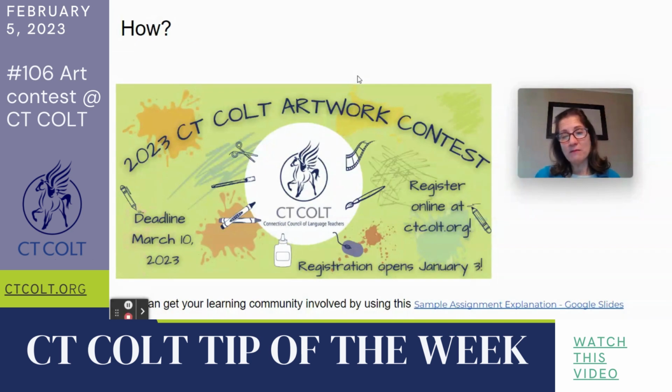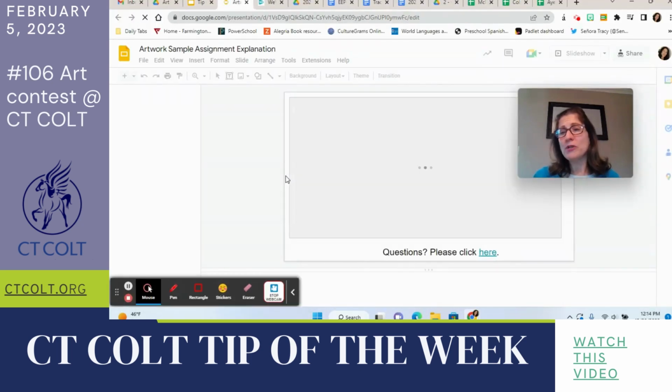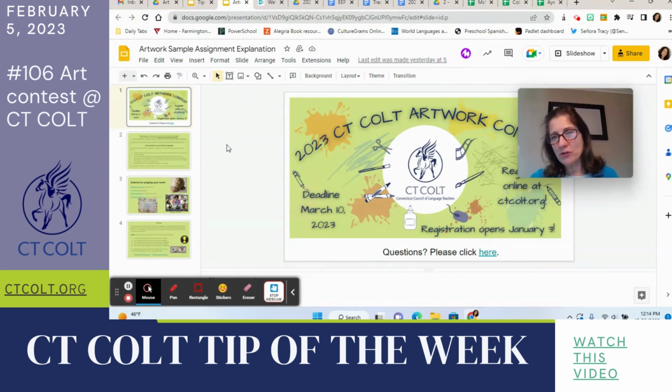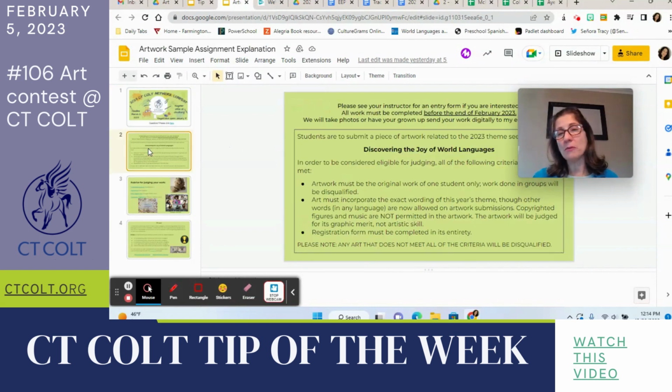How? How can I get involved? You and your learning community can get involved easily by using this sample assignment explanation. It is 4 slides, which you can put into your Google Classroom or whatever digital platform you might be using with your students at all levels. It explains the contest, has a link for any extra questions, talks about the parameters and the theme, Discovering the Joy of Languages, which is posted here for this year, 2023.